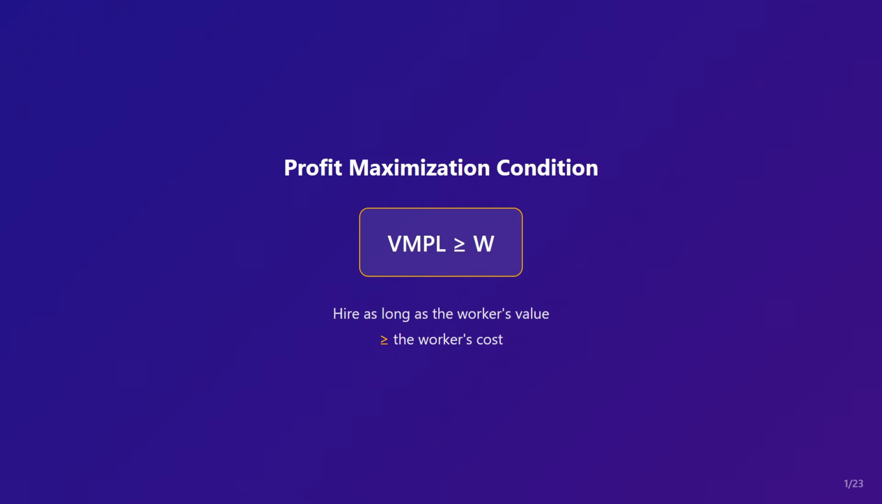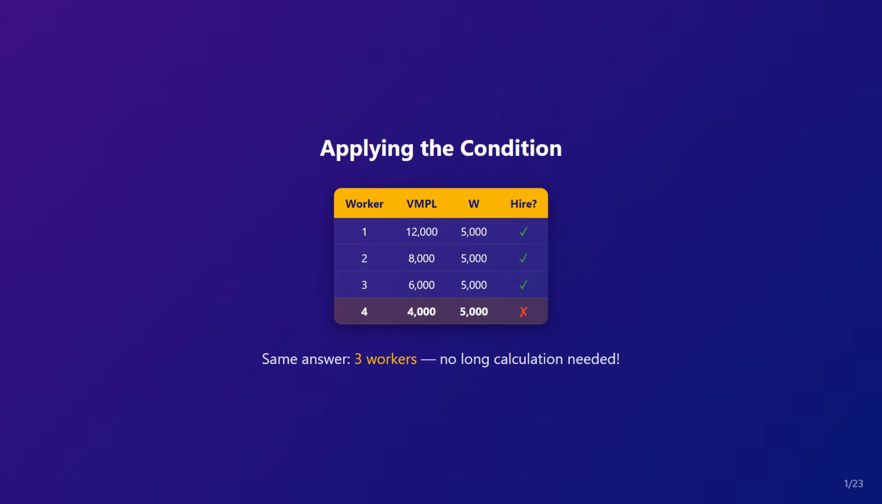Each additional worker costs 5,000 shekels, but their contribution to revenue decreases due to the law of diminishing marginal returns. At some point, the increase in expenses exceeds the increase in revenue, and profit begins to fall. Where exactly does this happen? Let's compare the marginal value product to the wage.